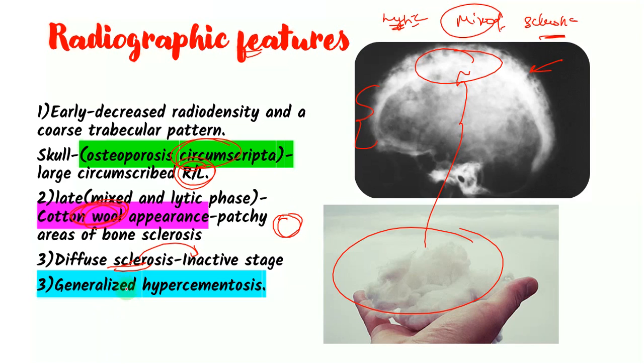In the intraoral periapical radiograph, when you take a radiograph of individual teeth, what you notice is generalized hypercementosis, right? So you would notice generalized hypercementosis, and this is very important in relevance to extraction of teeth.